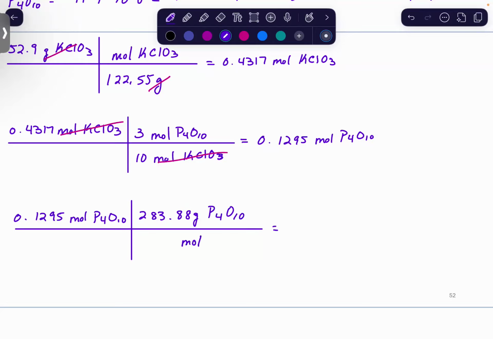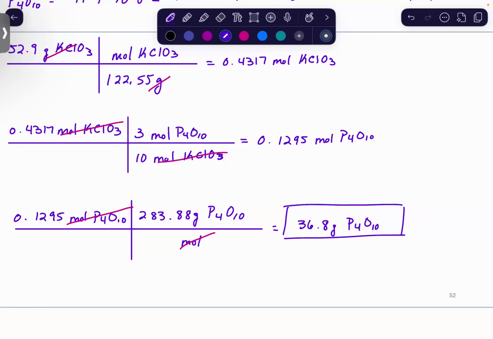And this will give me a mass of 36.8 grams of tetraphosphorus decoxide. It's perfectly acceptable to do all of your assignments and all of your work in steps like this. See, moles divides out. Now, the way I prefer to do it is I just like to make it one big calculation.